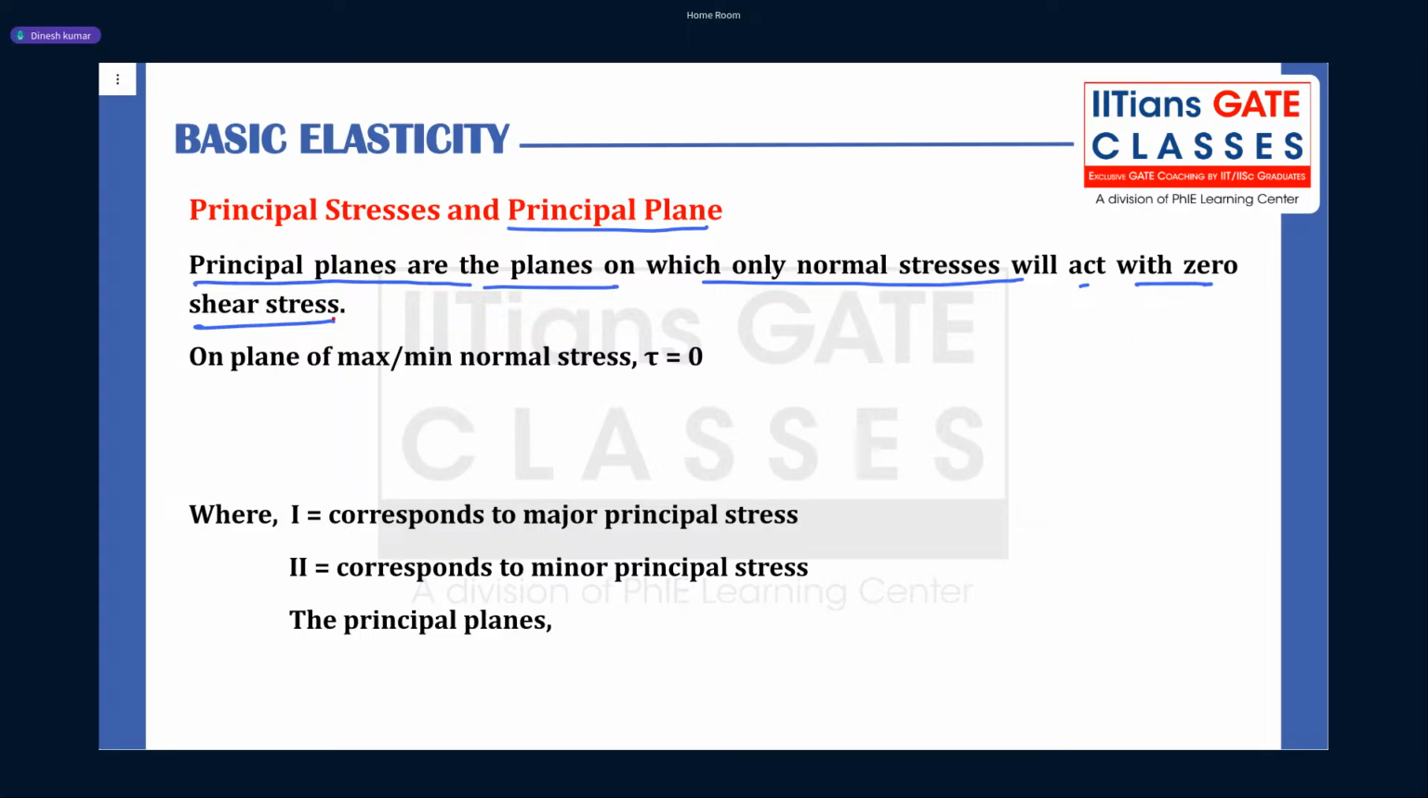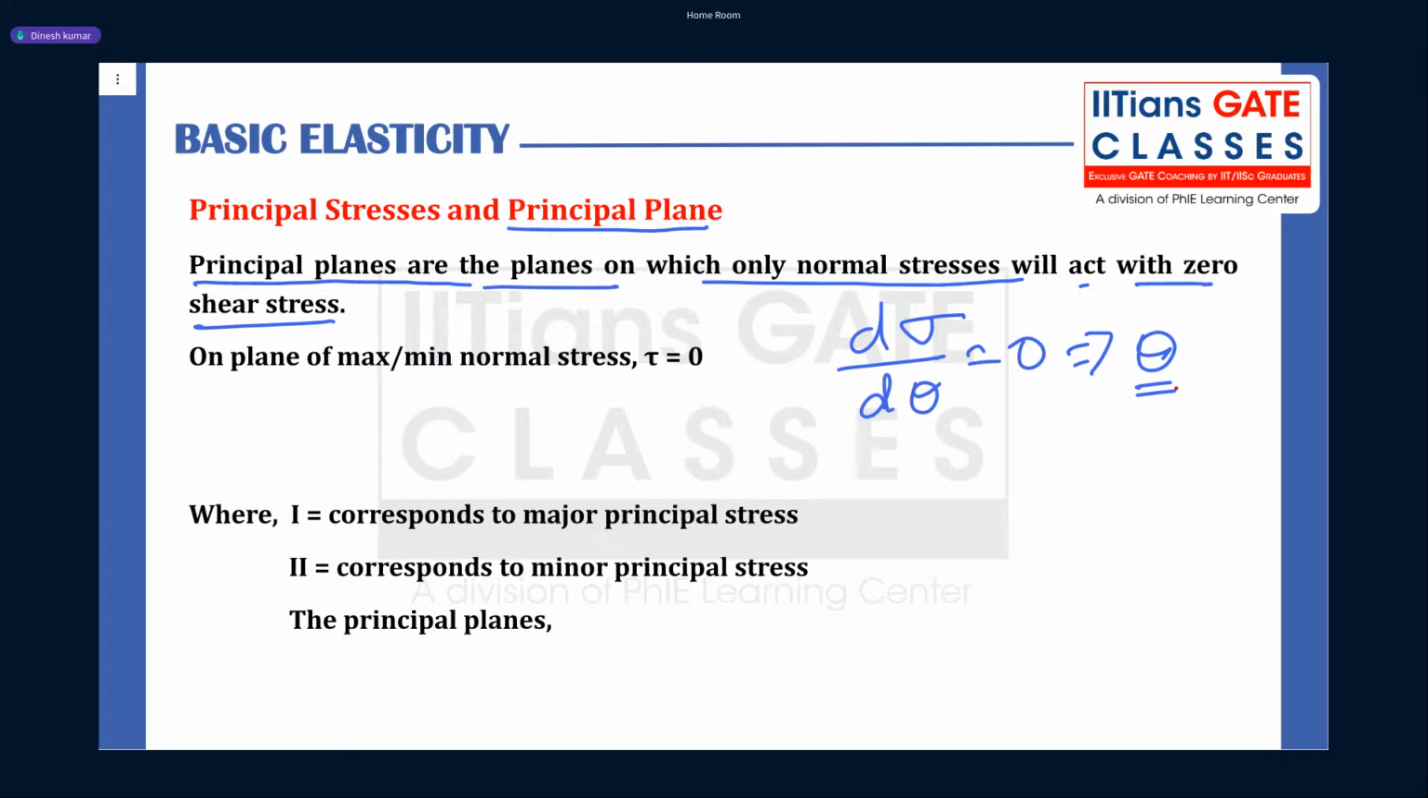So principal plane has two definitions. One is: principal planes are those planes on which shear stresses are zero, or principal planes are those planes on which normal stresses are maximum or minimum. Clear? So we all know the maxima-minima condition. We know normal stress is sigma, so the maxima-minima condition is: dou sigma by dou theta we equate to 0. We will get the theta corresponding to which we will get principal stresses, or maximum or minimum stress.